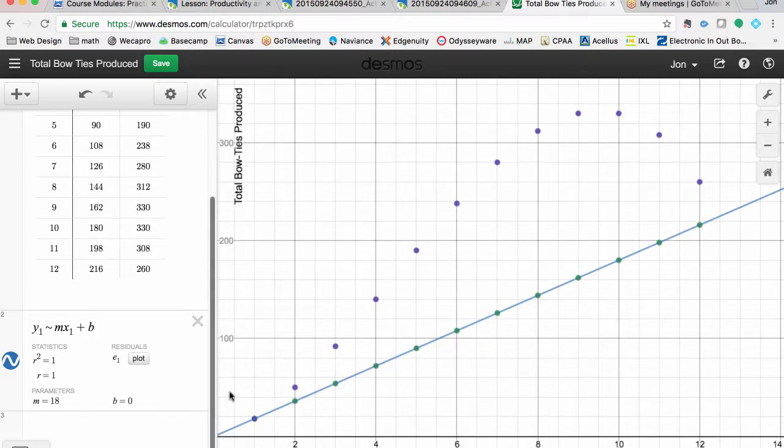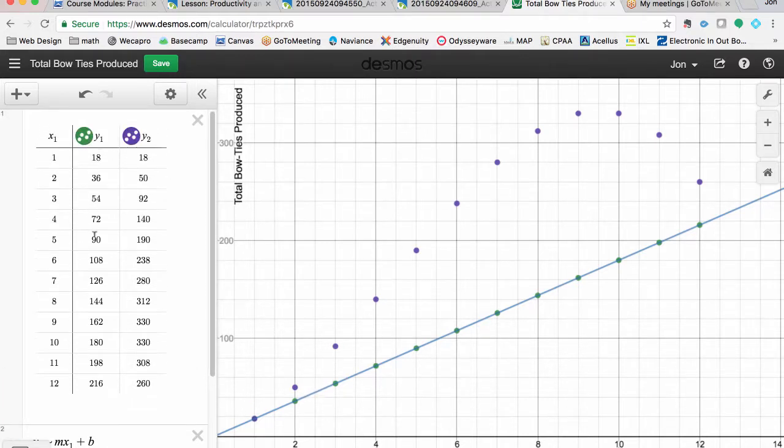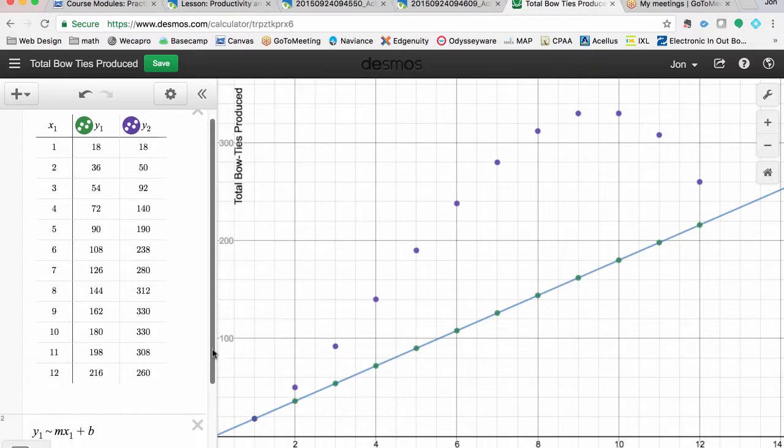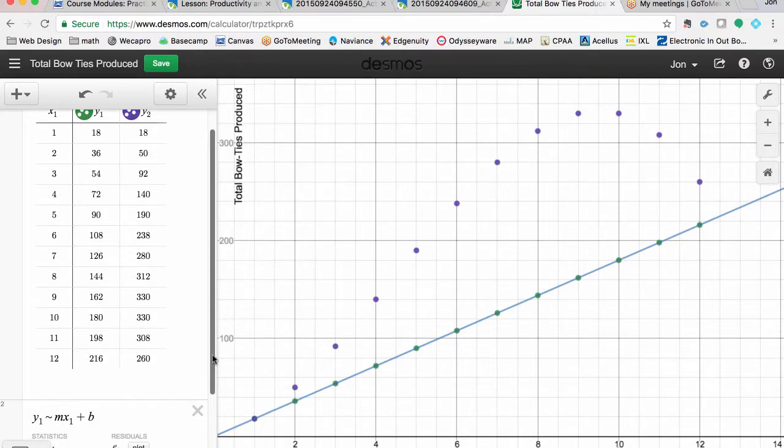So we have our equation. It's y equals 18x plus 0, or just y equals 18x. That's an equation that models this data right here, the amount of bow ties that manufacturer A produces. But we already decided that actually is not realistic. It does not fit this idea of diminishing marginal returns.